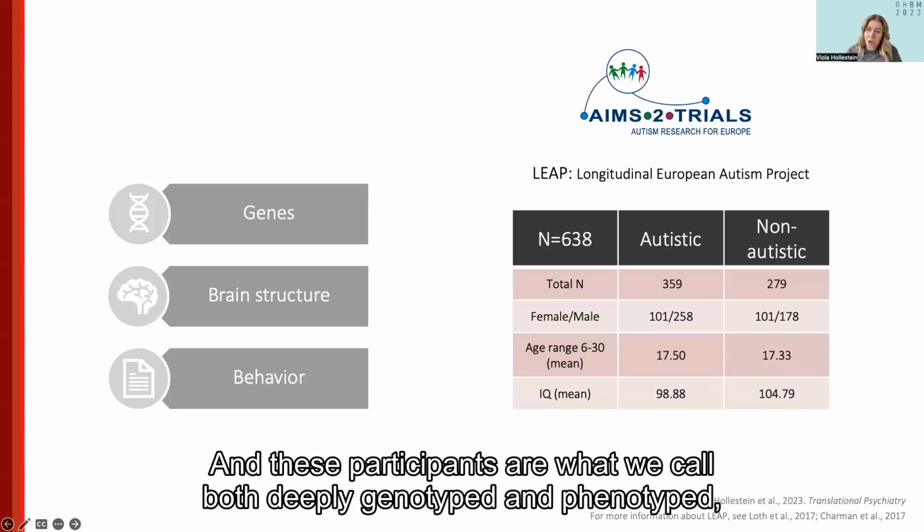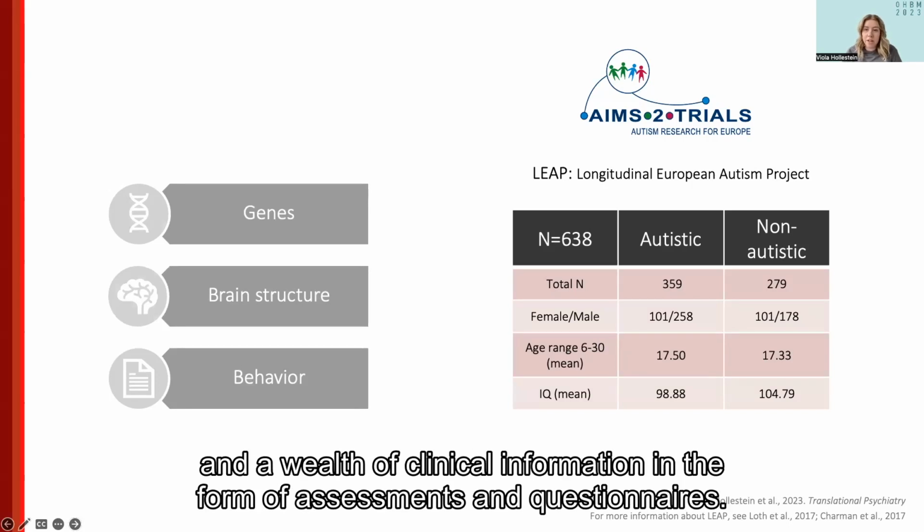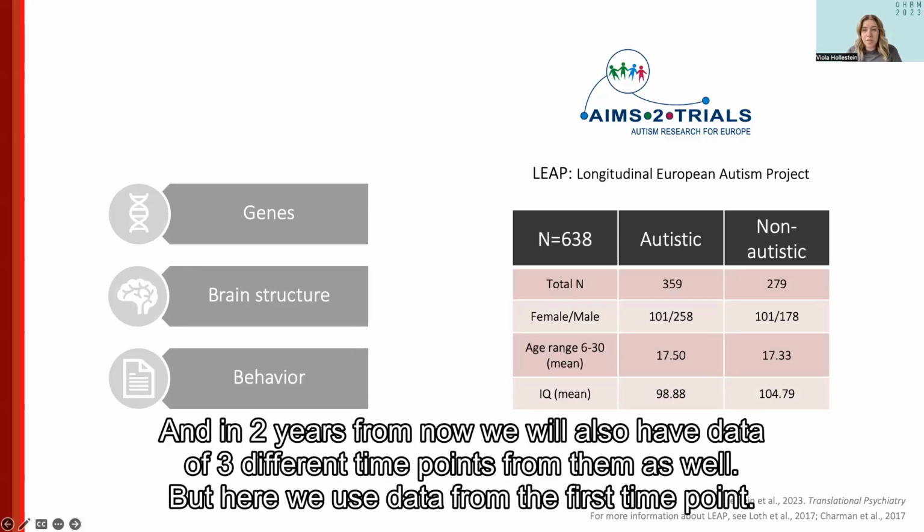And these participants are what we call both deeply genotyped and phenotyped, meaning that we have their genetic information, but also EEG and MRI imaging, cognitive testing, and a wealth of clinical information in the form of assessments and questionnaires. And in 2 years from now, we will also have data of 3 different time points from them as well. But here we use data from the first time point.